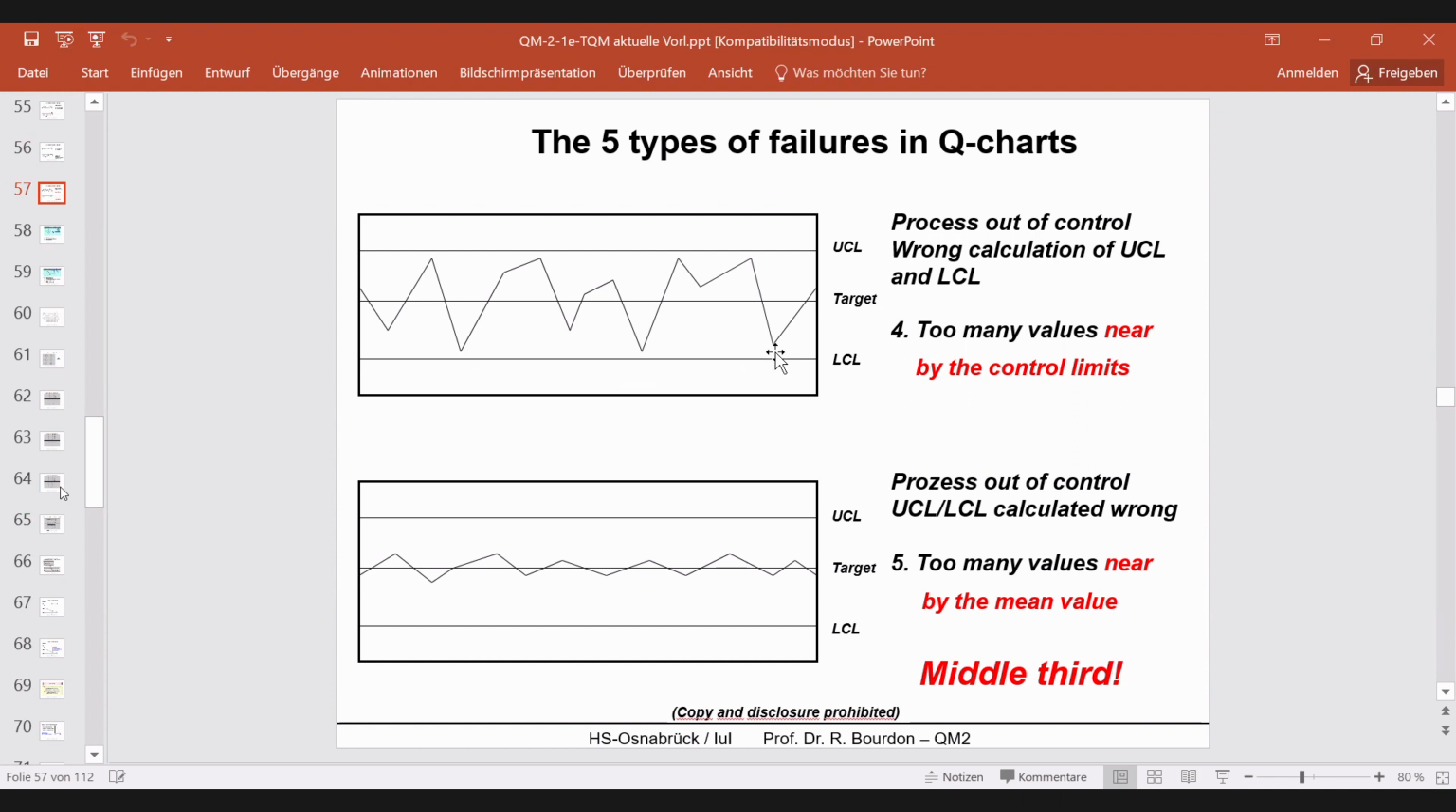Too many values nearby the control limits is a problem, and also too many values near the mean. This problem is called middle third, because here you don't have 2/3 of all the values in a 1/3 area around the target. Here all the measurements are very close to the target, and too many values are near the target. This can mean that the upper and lower control limits are not calculated correctly.